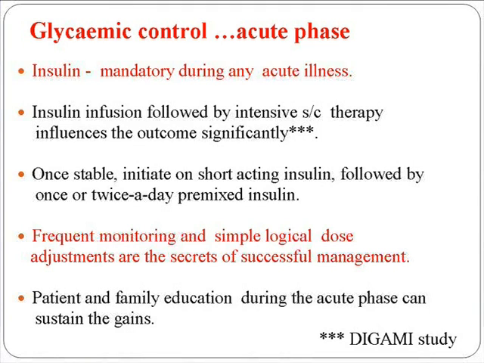Once the patient is stable, they can be switched over from insulin infusions to short-acting insulins, followed by once or twice daily premixed insulin given subcutaneously. Frequent monitoring and simple logical dose adjustments are the secrets of successful management. The education given to both the patients and the family during the acute phase has been shown to sustain the gains.